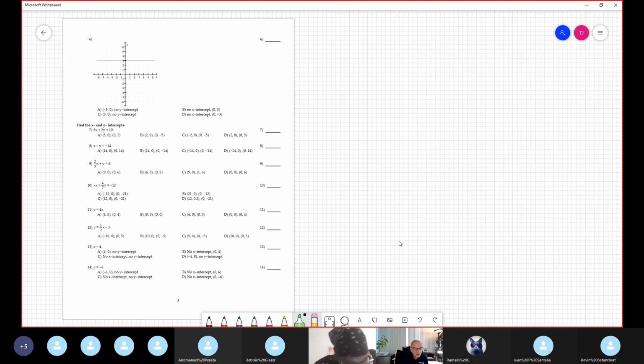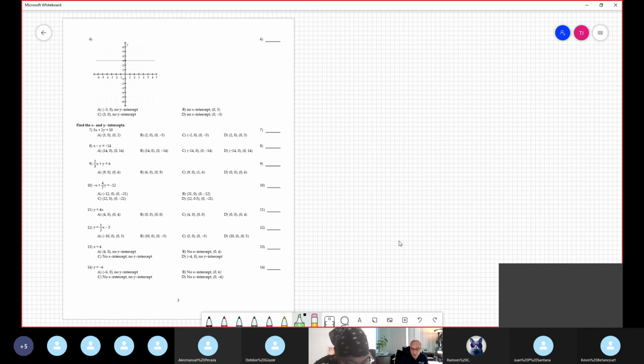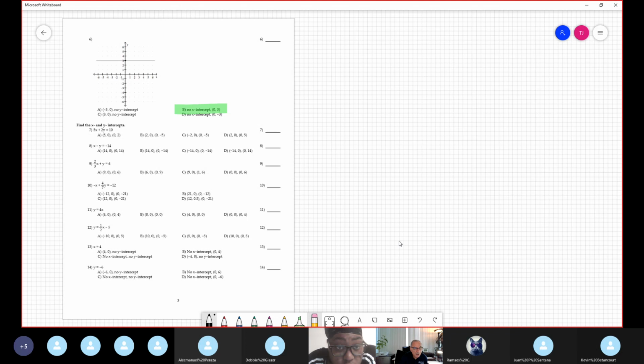Let me see. FB. You are right. FB, because the only intercept we have is this, which is the point 0,3. And this line is parallel to the x-axis, therefore we have no x-intercept.